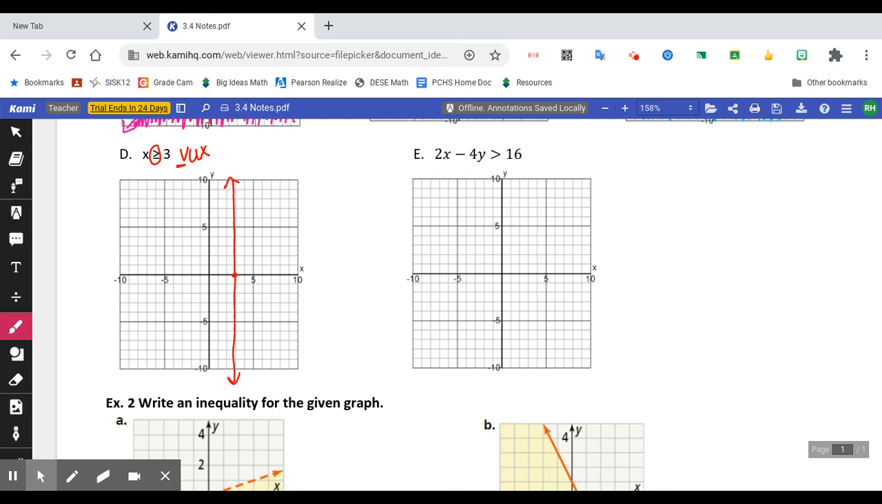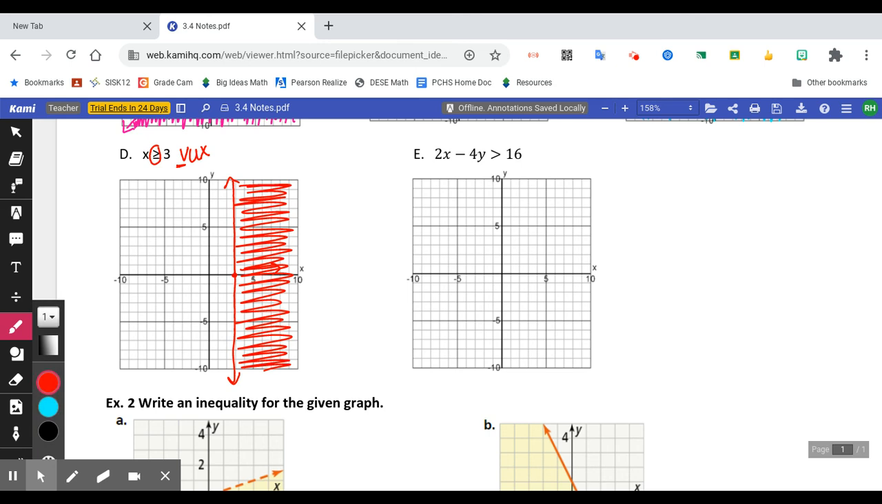Now this one isn't going to be above or below because we don't have a y-intercept. So it's got to be bigger than 3, which is all the numbers over here. So I'm going to shade everything to the right of my x line because all of these numbers are greater than 3. Okay? All right, last one over there.